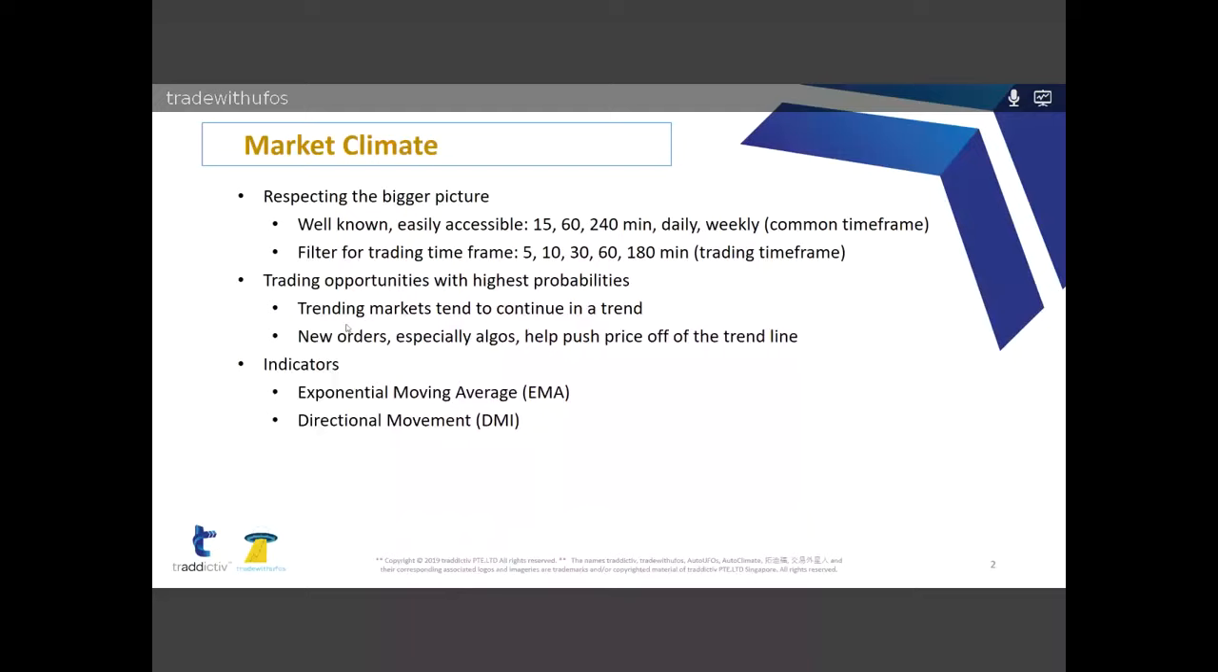Let me introduce here a quick terminology that we use. We have what's called the common time frame, which are these larger time frames that we use. Whenever we're referring to a common time frame and we're trading, we're referring to our bigger picture time frame as reference. We use this bigger picture time frame, also known as the common time frame, to select the trading opportunities that have the highest probabilities of being successful.